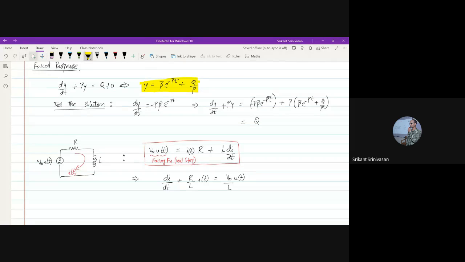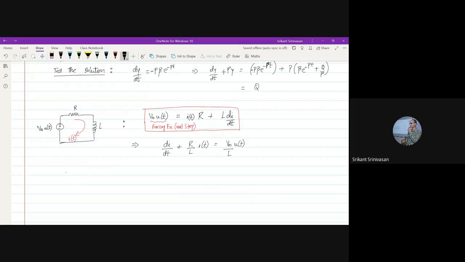Using this solution, what I can do is I say that i(t) is equal to beta times e to the power minus Rt over L, plus V naught u(t) divided by L, divided by R by L. Is everybody following this step? If anyone is having a doubt, please raise.